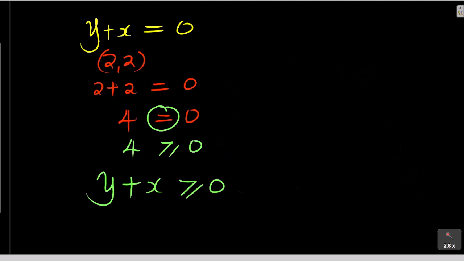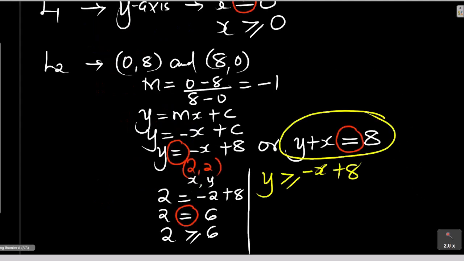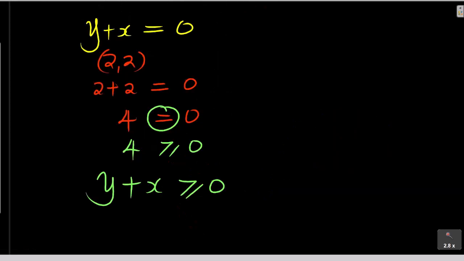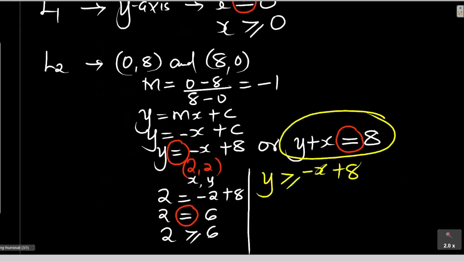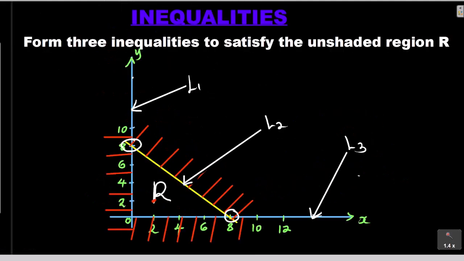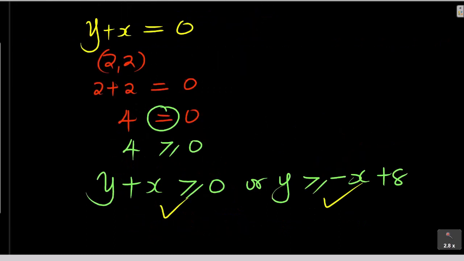So you can write it like that, or maybe you can put it like y is greater than or equal to negative x plus 8. So these two are okay when you leave them like that. So that is how we write the inequalities satisfying that region. So the first one, there's one that is missing. We are not yet done.